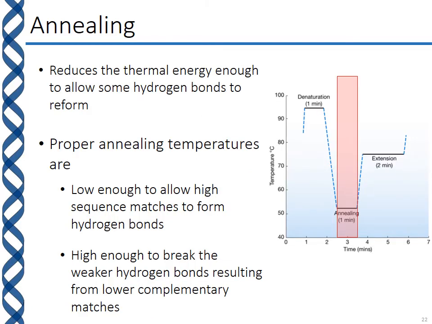So with that DNA melting curve in mind, the purpose of the annealing step is to reduce the thermal energy enough to allow some of the hydrogen bonds to reform, namely between the primer and the DNA strand, not the original opposite strand. And so choosing the proper annealing temperature is critical. You want the annealing temperature to be low enough to allow high sequence matches to form those hydrogen bonds, but high enough to break the weaker hydrogen bonds resulting from lower complementary matches.